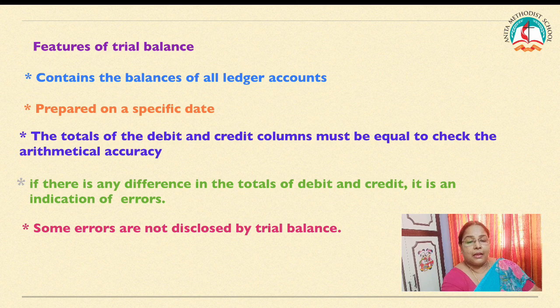Some errors are not disclosed by trial balance. Sometimes the trial balance will tally. It does not mean that the trial balance has been written correctly or the accounts are perfect, because one error may compensate another error where the trial balance agrees. Okay, so that is not an authenticated proof that the trial balance has been written correctly. Clear, children, till this?